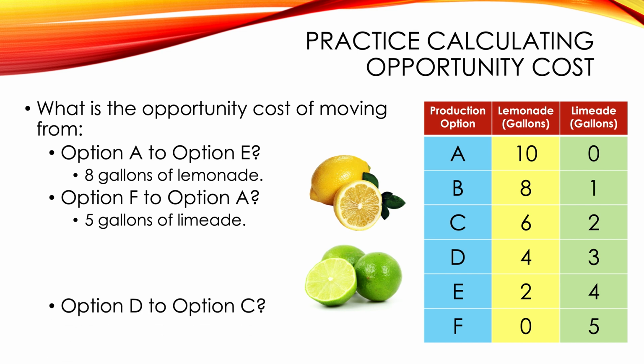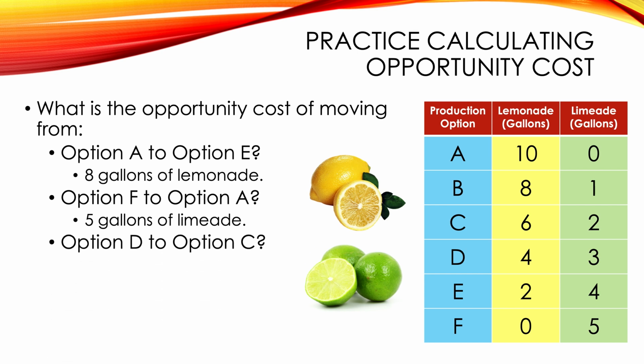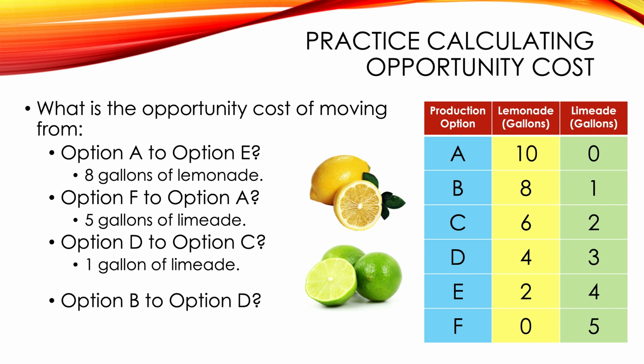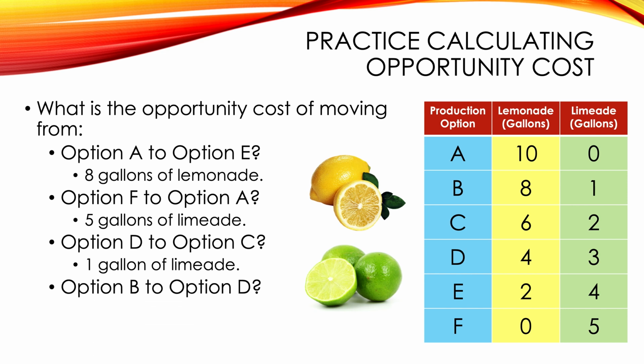Okay, 2 more. Option D to option C. Pause it if you want. Here comes the answer in 3, 2, 1. 1 gallon of limeade. And lastly, option B to option D. Pause it if you want, because here comes the answer in 3, 2, 1. 4 gallons of lemonade. So that is how you calculate opportunity cost based off of a table like this one.